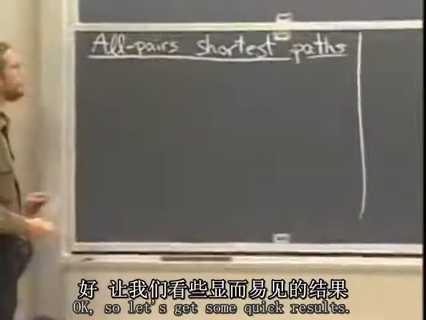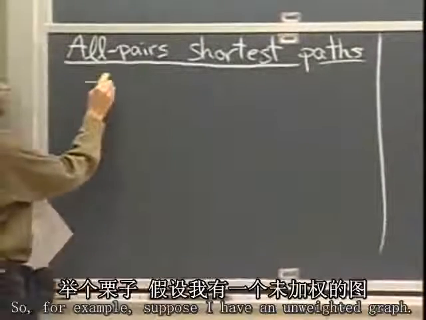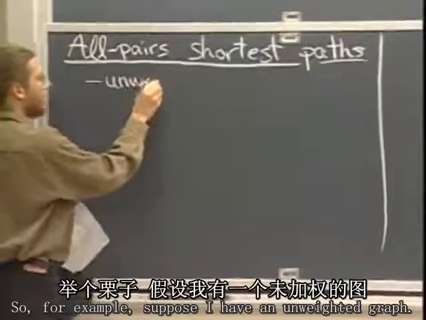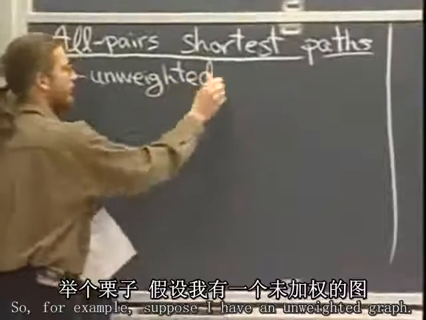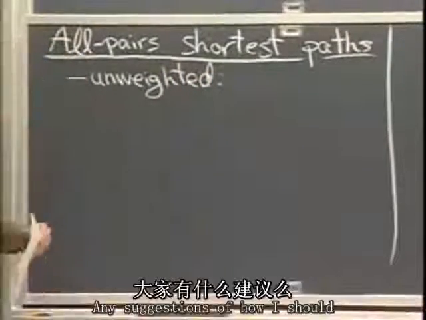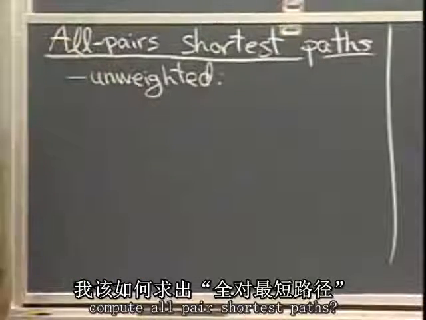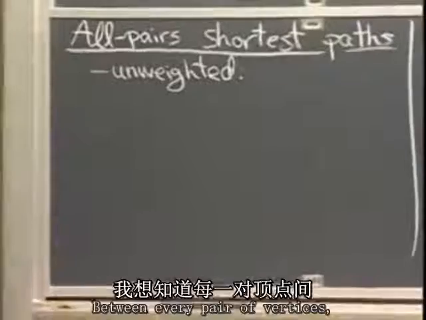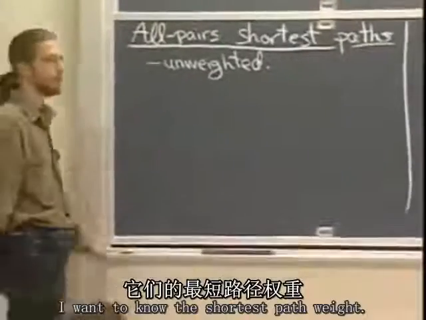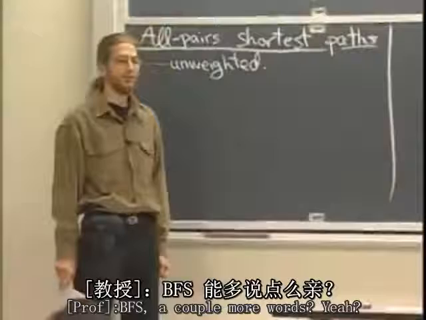Okay, so let's get some quick results. What can we do in this case? So, for example, suppose I have an unweighted graph. Any suggestions on how I should compute all pairs shortest paths? Between every pair of vertices, I want to know the shortest path weight. BFS.